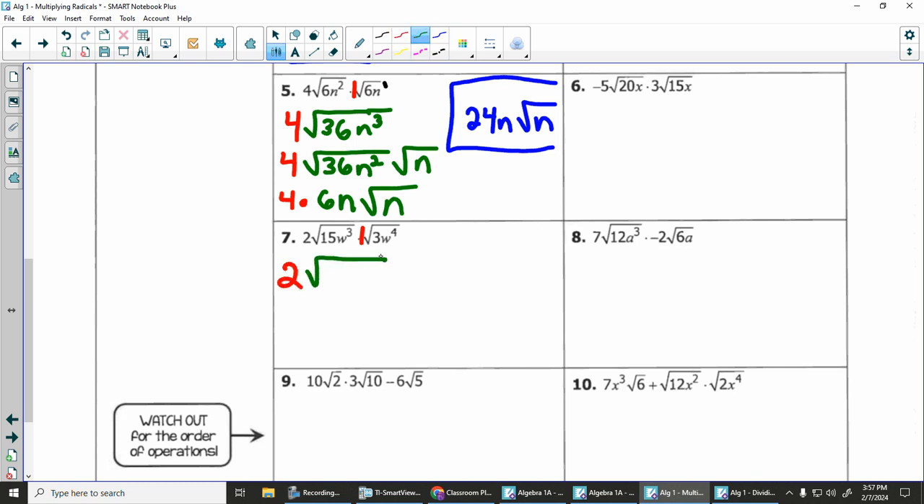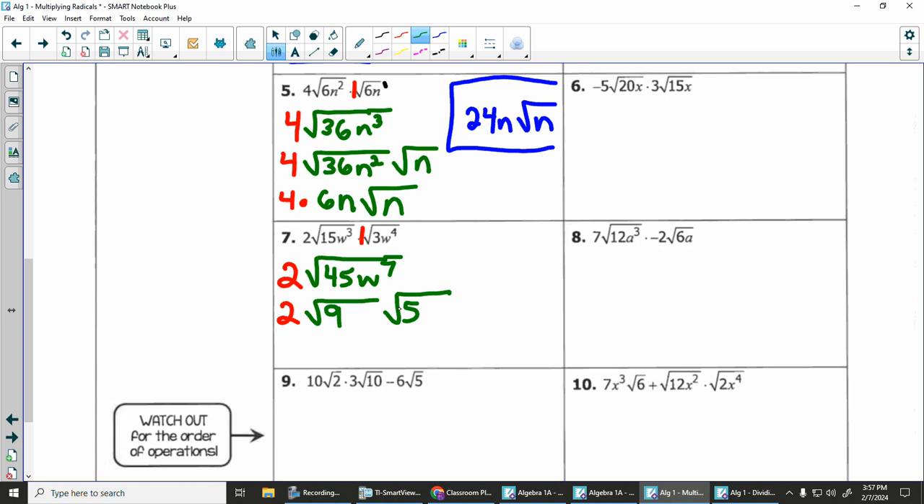Now multiply the radicands. 15 times 3 is 45. And again, for the variables, when we multiply, we add those exponents. So that's going to be a w to the 7th. So now I'm going to bring down that 2, and I'm going to break down perfect squares, non-perfect squares. So now I have to think to myself, what is the biggest perfect square that would go into 45? That is going to be 9. And 9 goes into 45 5 times.